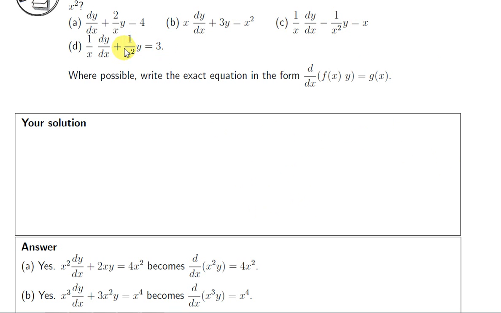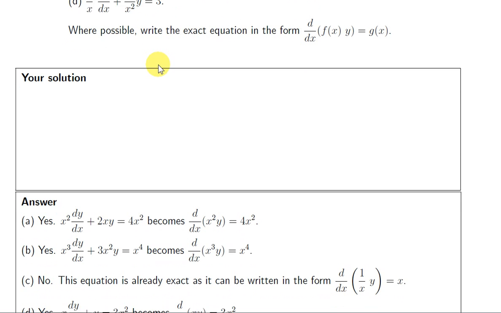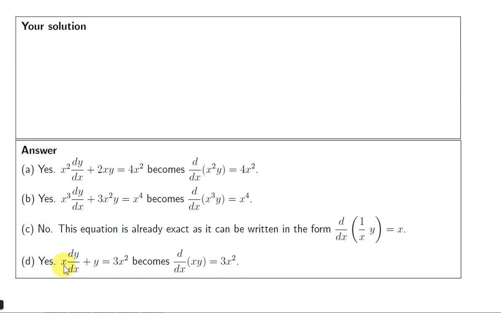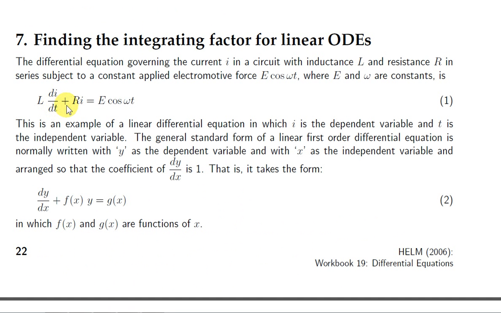The next equation is not exact because the derivative of 1 over x is minus 1 over x squared, and we have a plus 1 over x squared here. If we multiply all of this equation by x squared, we'll get x dy dx plus y equals 3. And we can see here that the derivative of x is plus 1. So we can write the left hand side here as the derivative of xy with respect to x.